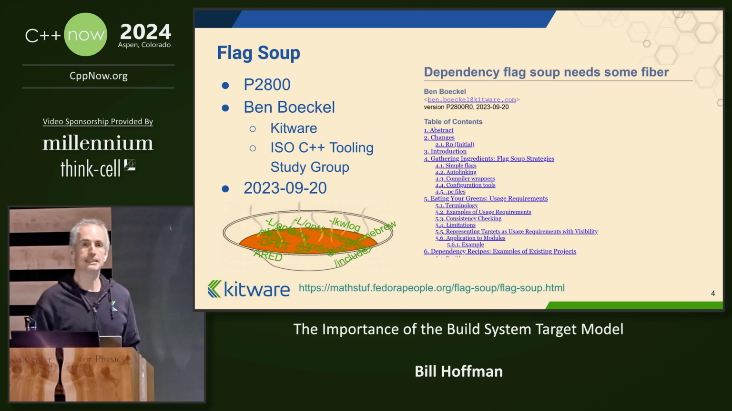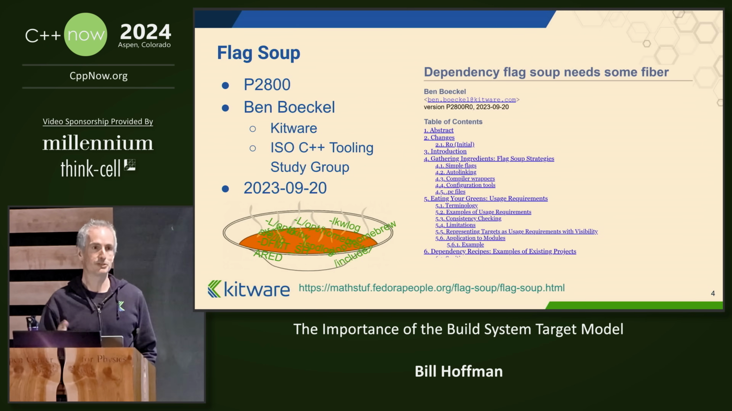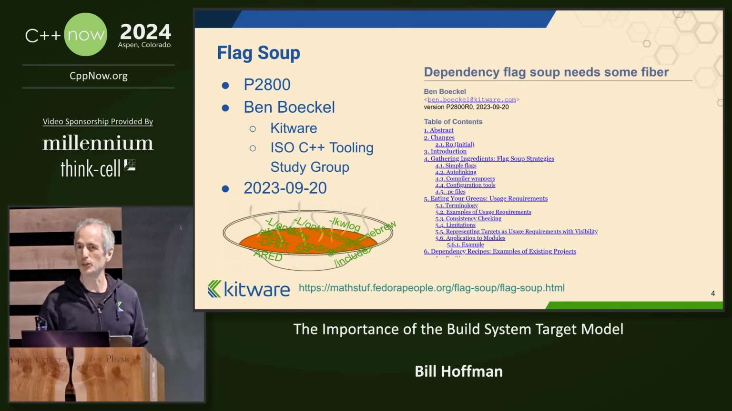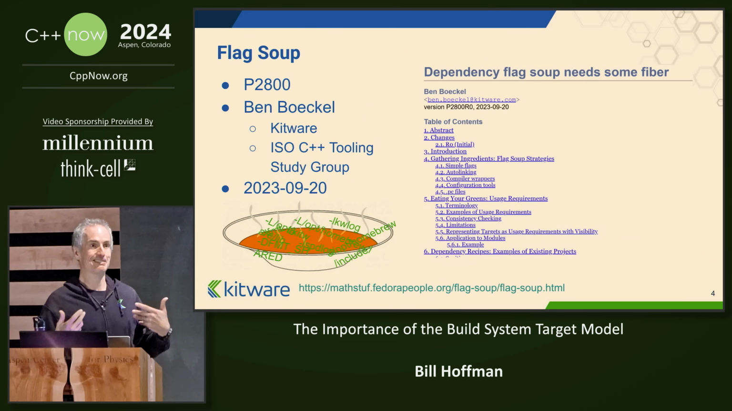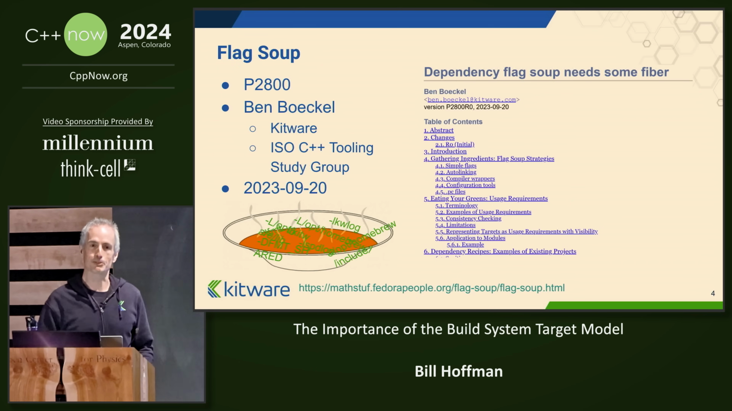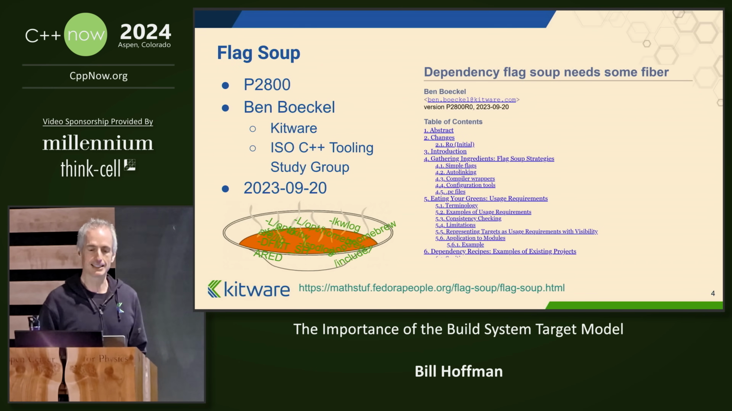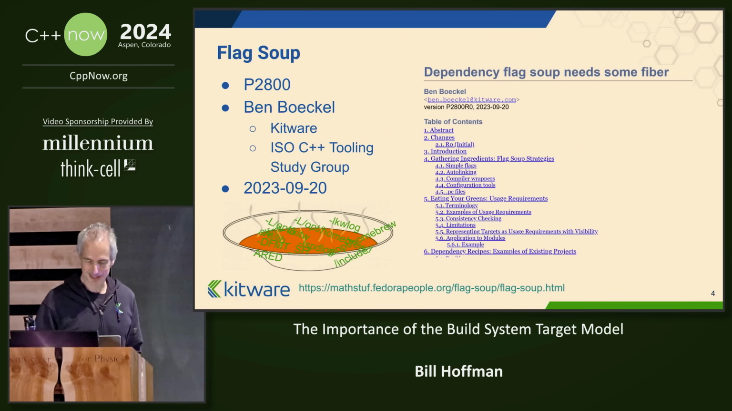And a lot of what I'm going to be saying today is in this paper. How many people have read this paper? 1.2, maybe. All right, good. So that's good. Only Brett will be really bored when I go through a lot of this stuff. And I want to thank Ben Boeckel. He works at Kitware. He's on the ISO C++ tooling group. He wrote this paper and came up with a lot of these concepts. But the basic idea here is that dependency flag soup needs some fiber, and I'll get into what that means.